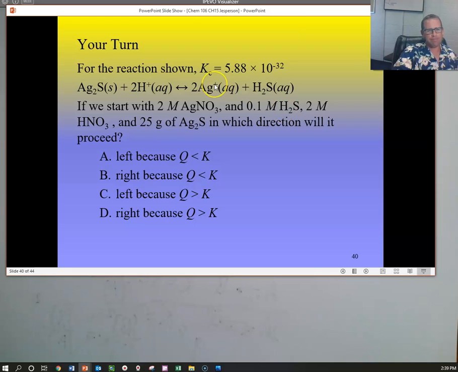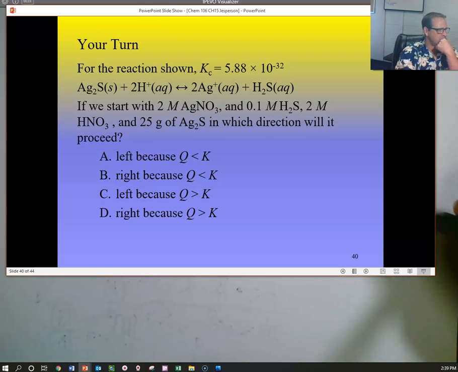Here's a chemical reaction. Here's the K value. And here are some starting product concentrations and starting reactant concentrations. We want to know, if we put all of these chemicals into a container and this reaction begins to proceed, which direction it will proceed, to the right or to the left, given the concentrations that we have here.